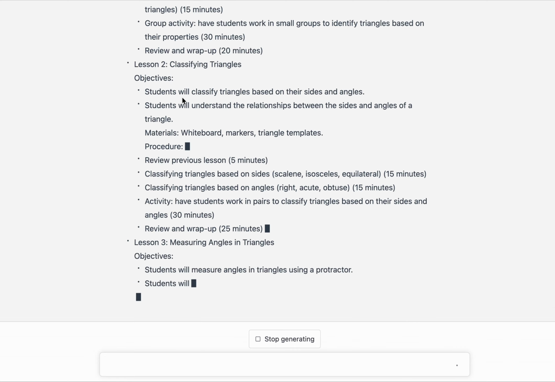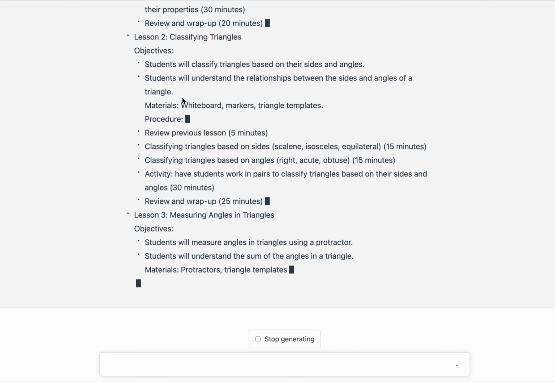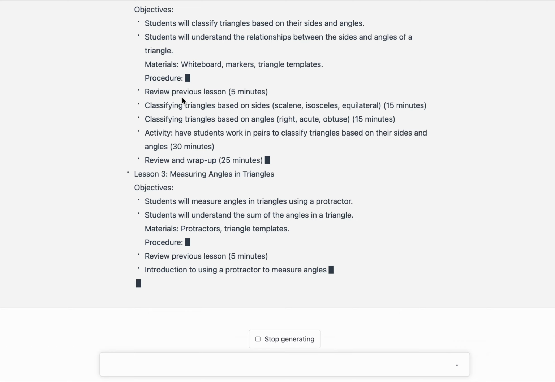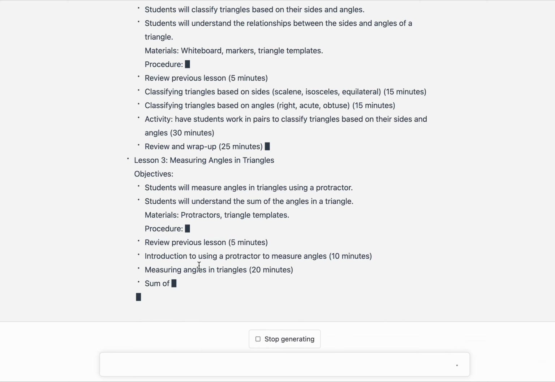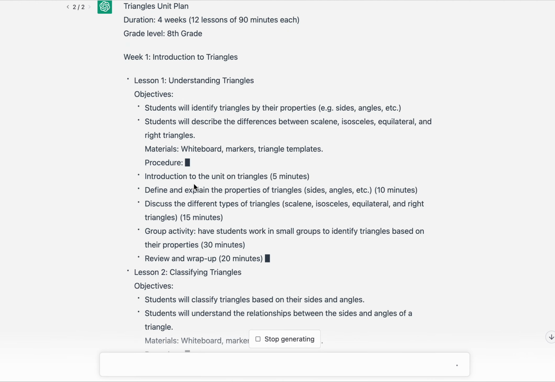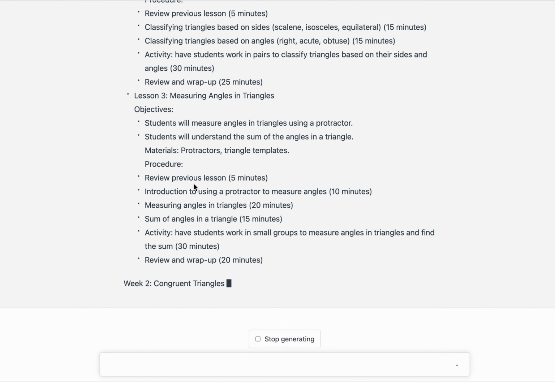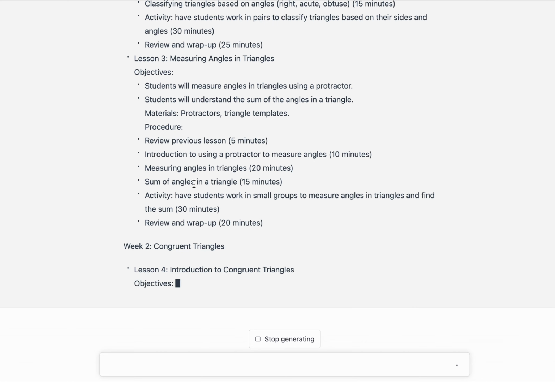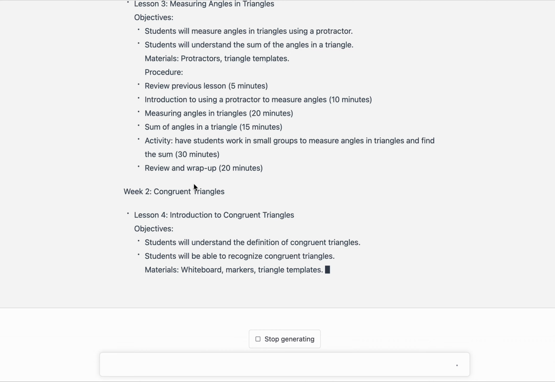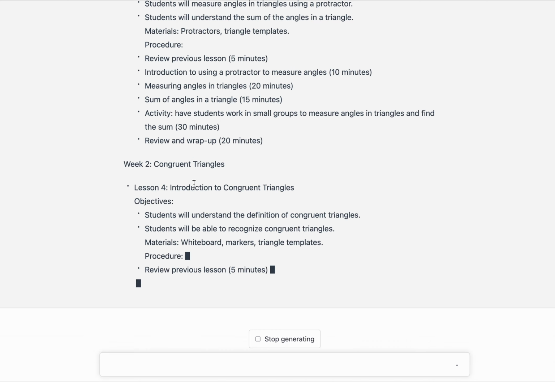It's carrying on, but it's going through every lesson. It's reviewing the previous lesson, as you can see, and introducing certain things into it. It's thinking, it's producing a way of outlining the unit. Now, you don't have to go for this, but you do now have a template to think about the unit.